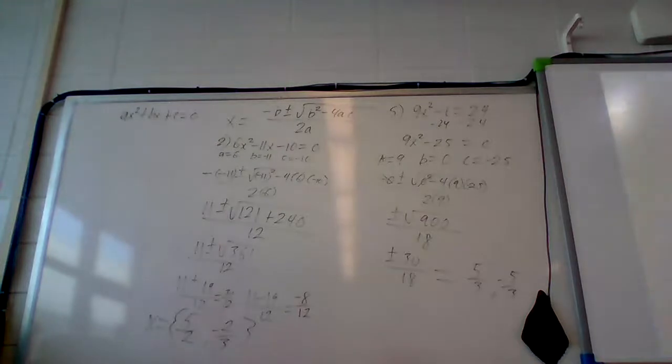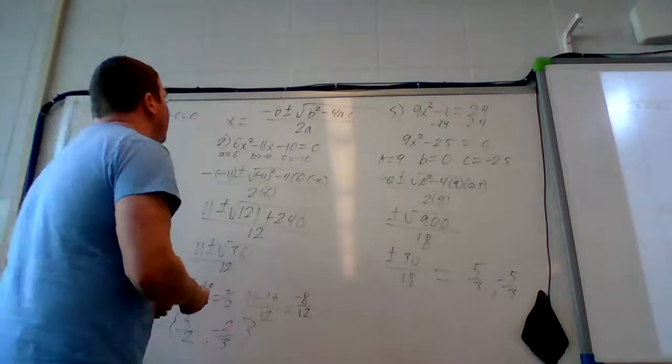Number 6. 8x squared equals 10x. When you just move it over, then you put c to 0. So it's almost the same. You just move it over and put c to 0. So it'd be 8x squared minus 10x.